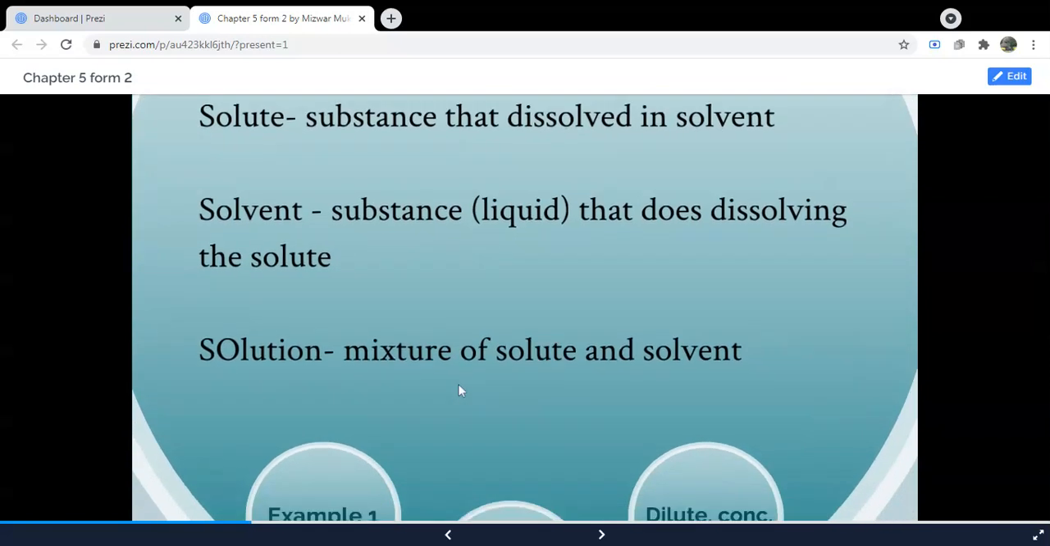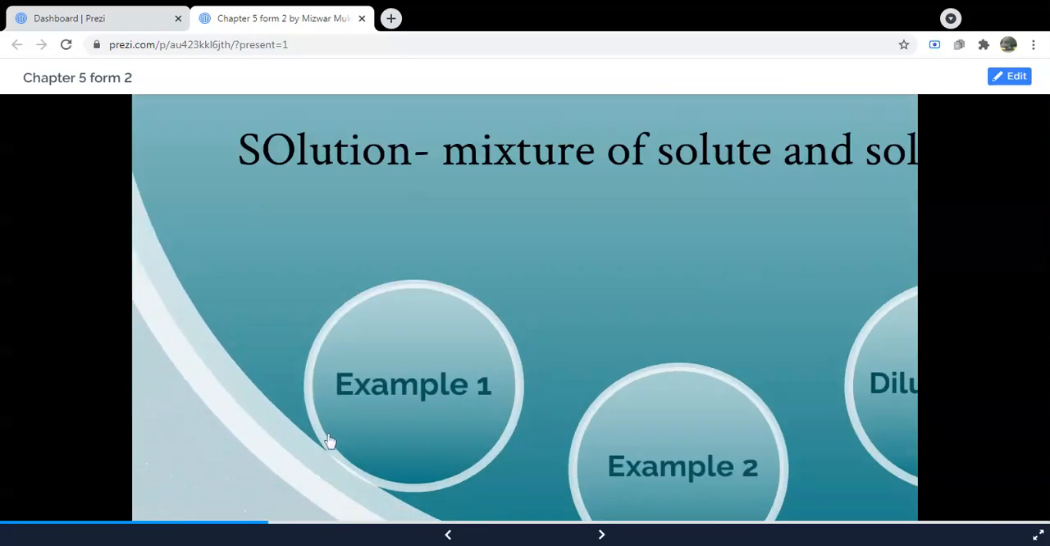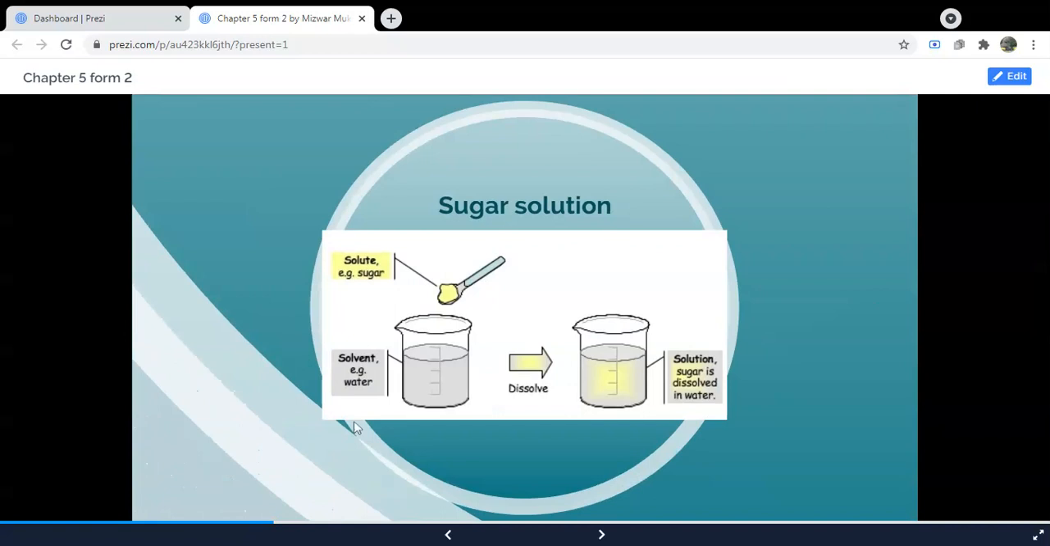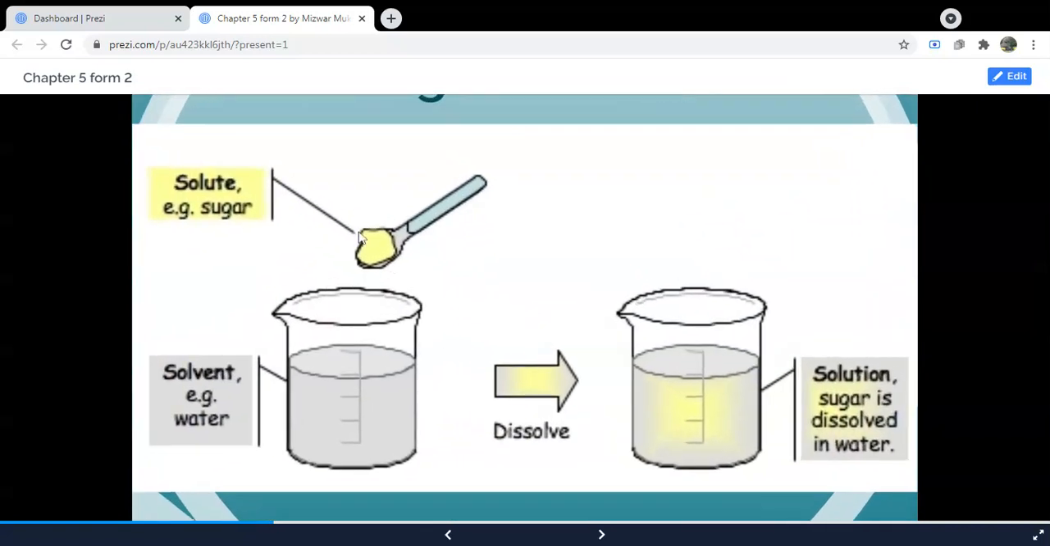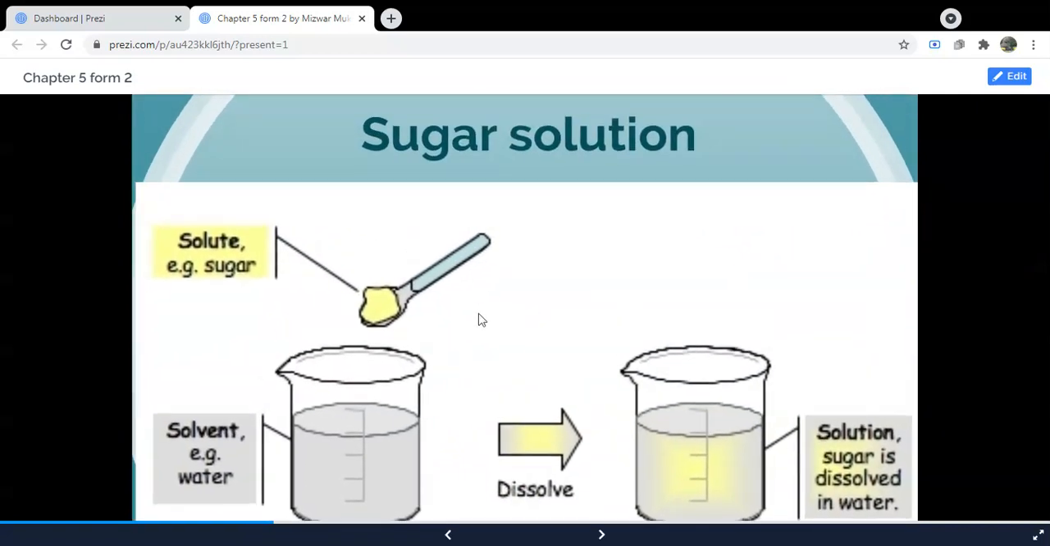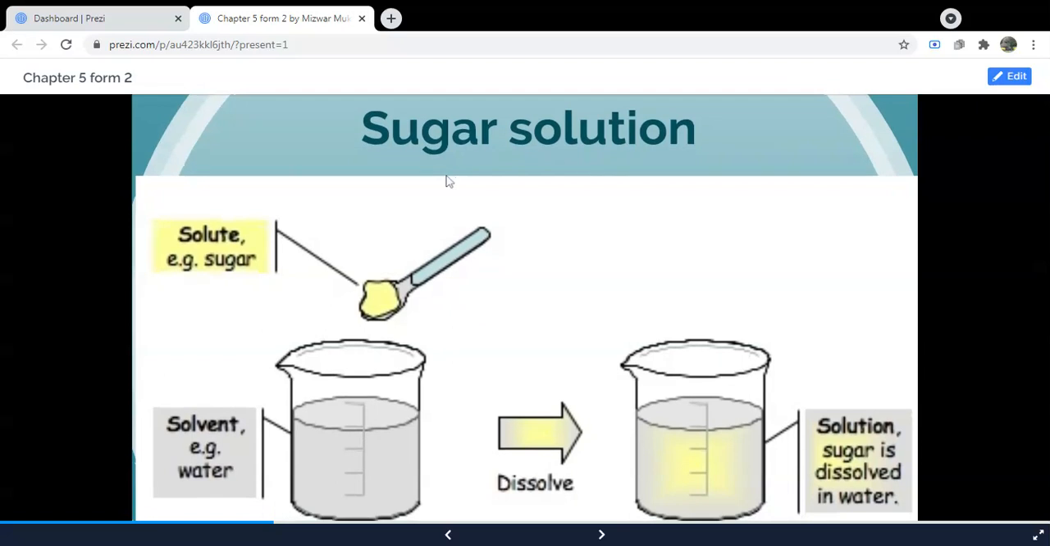So kita akan tengok example supaya kamu lagi faham. Okay, so this is the first example, sugar solution. So sugar is the example of solute. Solvent is the example of water. And when it dissolves together, sugar and water, it will become a sugar solution.